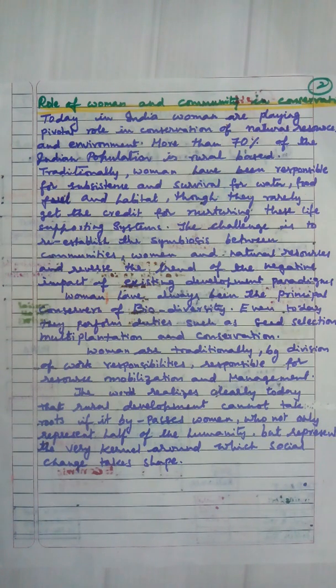Even today, they perform duties such as seed selection, multi-plantation, and conservation. Well, in the farming, in the fields, they select the seeds. Natural selection they will do. Once the harvest comes, first what they do is they take potential seeds and select and keep. The on-farm conservation traditions of rural and tribal women with reference to agro-biodiversity are well known.